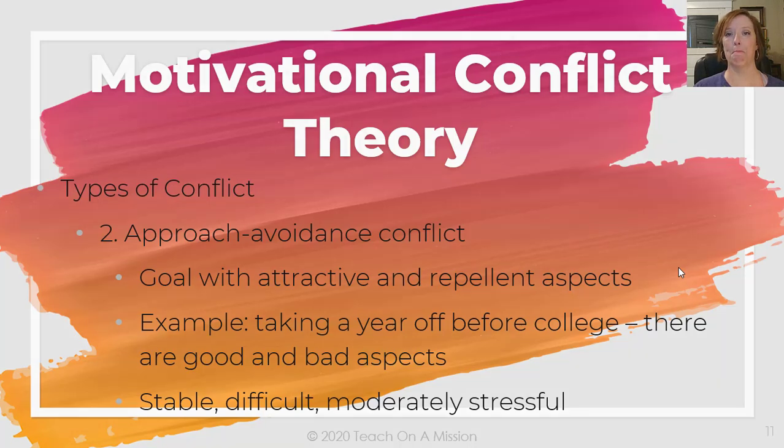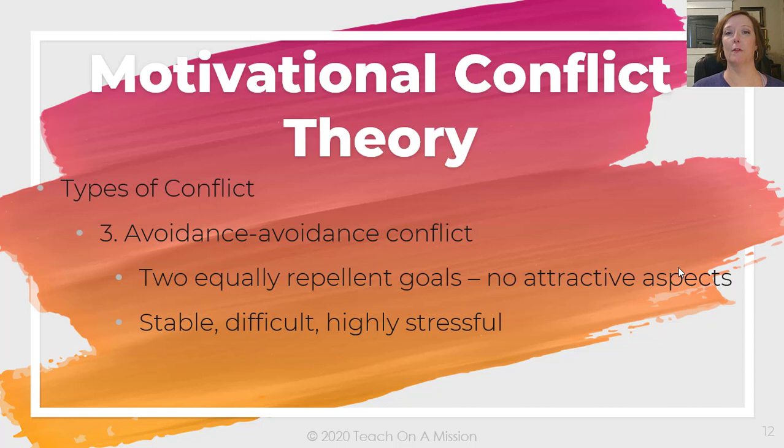And so the last one is avoidance, and you've got 2 equally repellent goals. There's no attractive aspects, there's no good in either of it. This can be highly stressful, it's very difficult to resolve, and it's stable. It's not just going to kind of resolve itself. It is one of the more difficult types of conflicts.